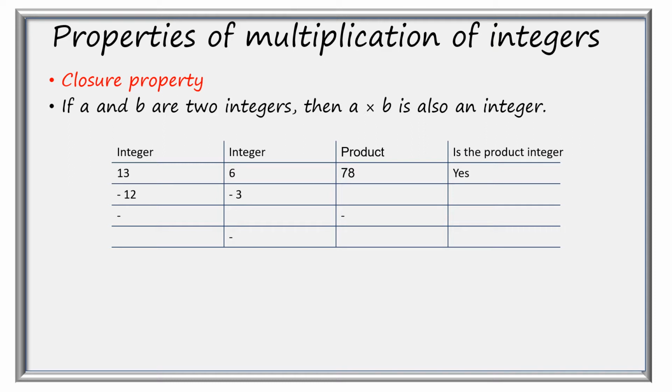Let us take another example. Two negative integers, minus 12 and minus 3. The product is 36, and it is a positive integer, but it is an integer.